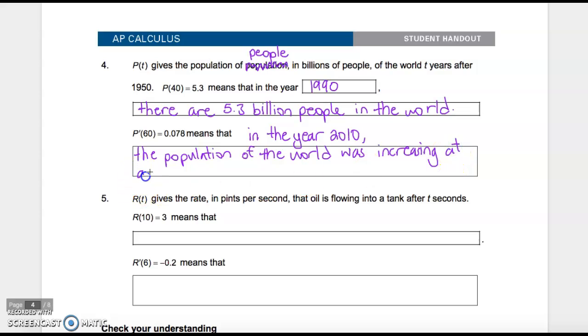at a rate of 0.078 billion people per year. Your dependent variable per your independent variable. So that means that in 2010 the population of the world was increasing at this rate.